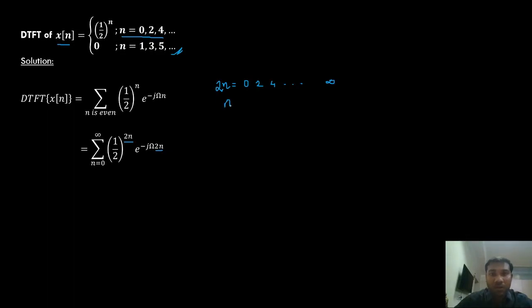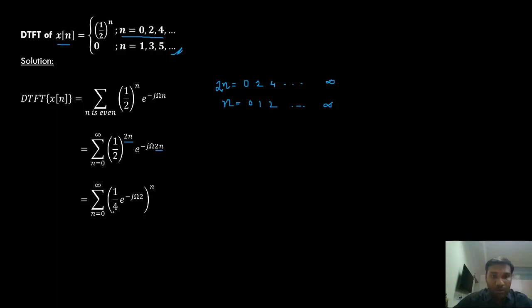So what happens to n now? n equals 0, 1, 2 and so on till infinity. So now my new n starts from 0 till infinity. So summation n equals 0 to infinity, (1/2)^2n e power minus j omega 2n. Now this can be written as, (1/2) squared is 1/4, and I have (e power minus j omega 2) whole power n.